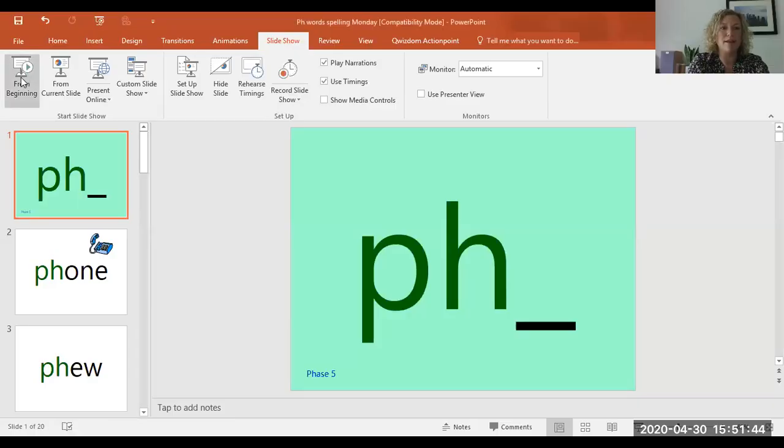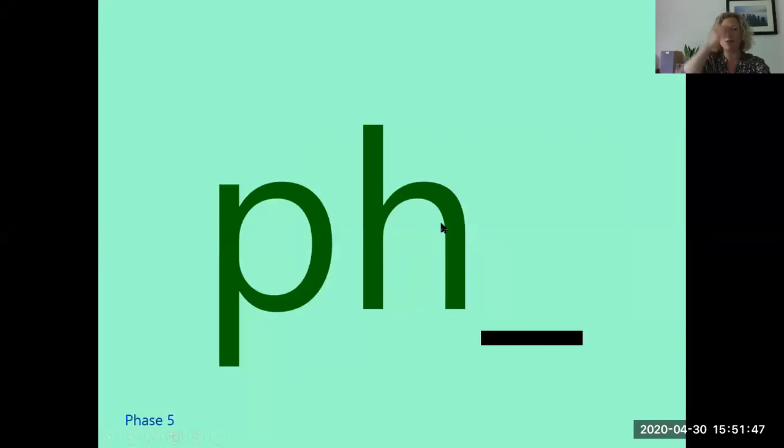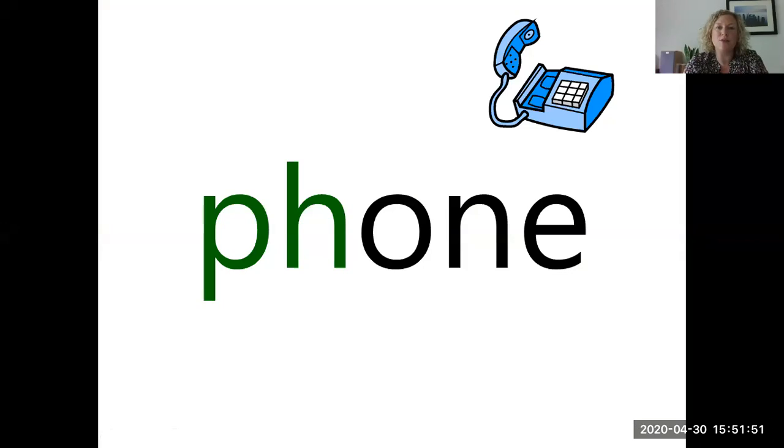So let's take a look at some of the words that we're going to be looking at this week, and we're going to be looking at this sound PH for F. Phone. So this is a shortening of the word telephone, and in this word it is at the beginning.